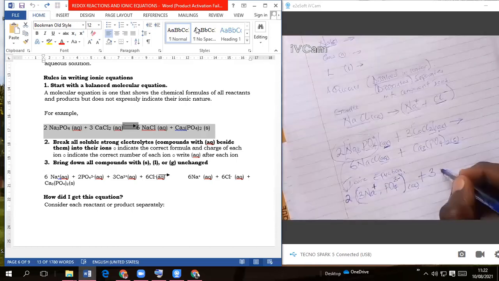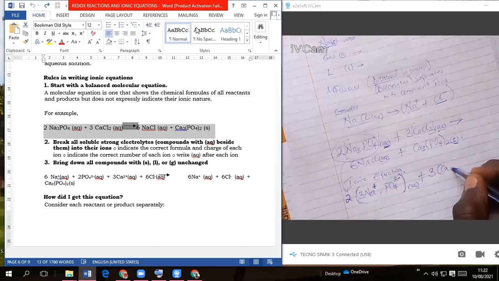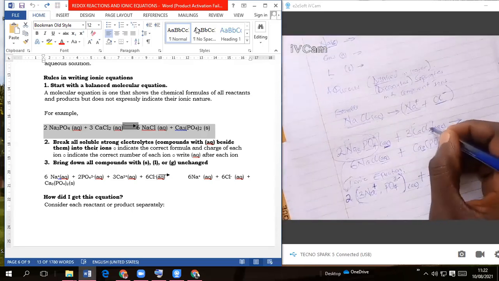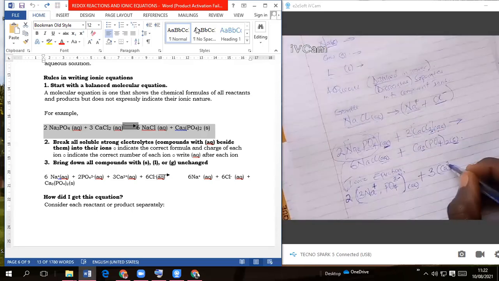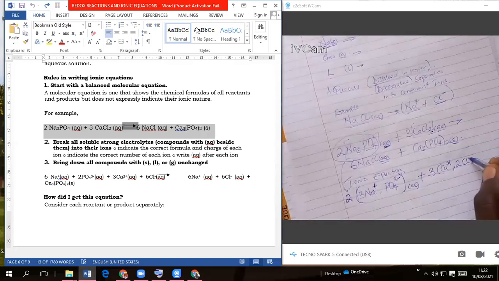Then we shall have 3 calcium. Calcium has a valence 2. That's why the chloride took the 2. So it becomes 2 plus. And then we have the chloride. There are 2 chlorides. A chloride has a -1. I gave you this list of these ions last time, so make sure you compare and see the ions. If you extract out a wrong ion, then you are not going to write the correct equation.